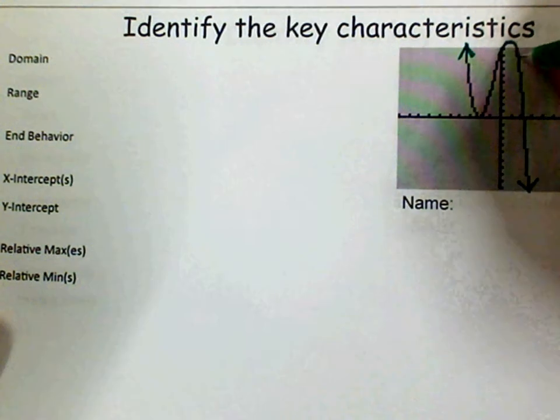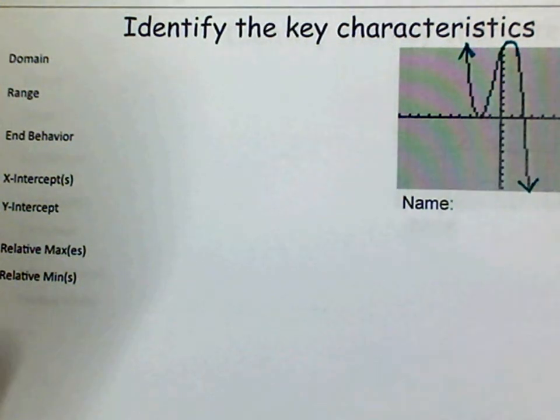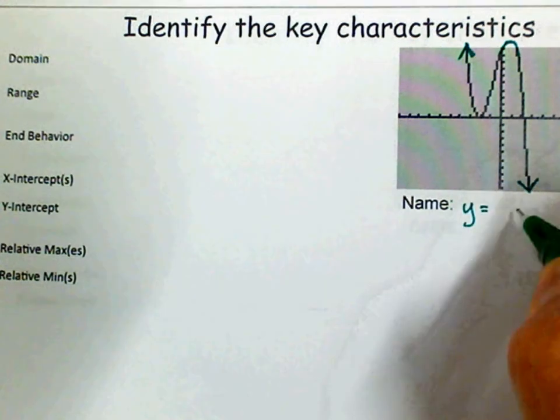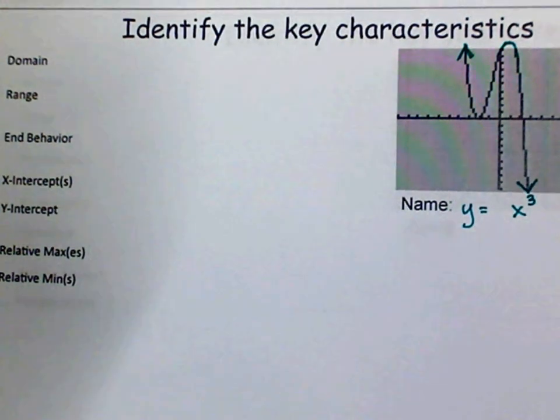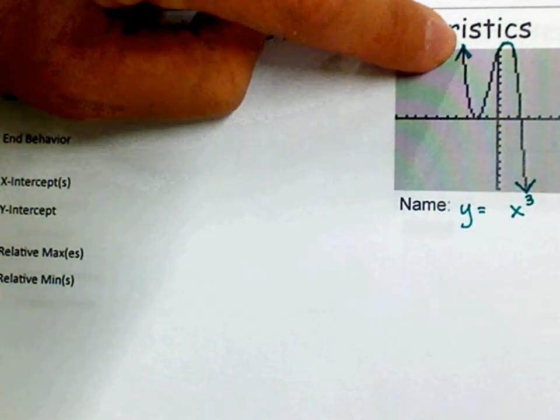All right. I'm going to draw 2 arrows. Do you guys see that right there? And this right here kind of goes up and comes down, right? But I don't know exactly where it is. All right. What is the name of this function? What's the name of this function, guys? What do you think? X to what power? Third.